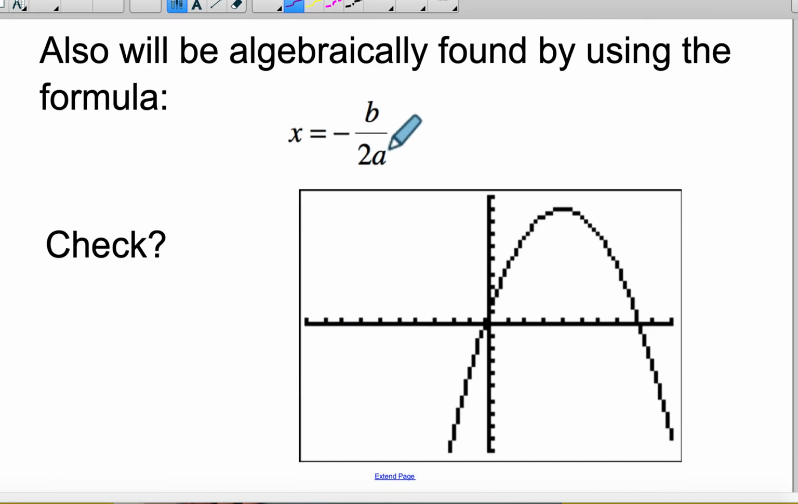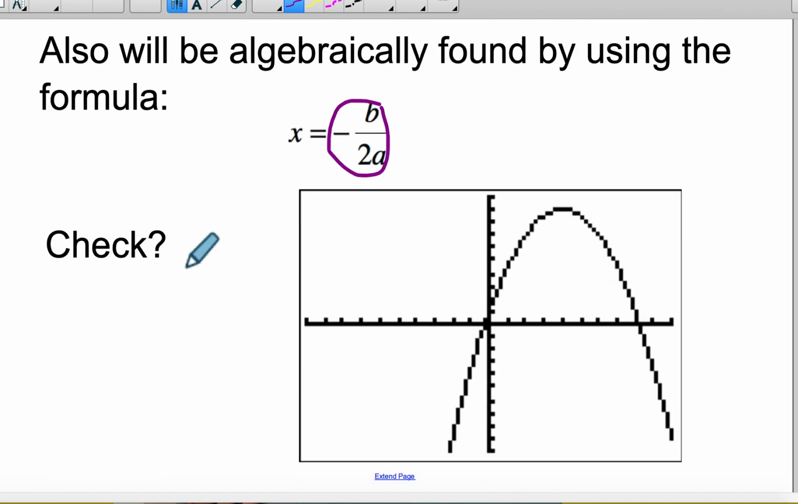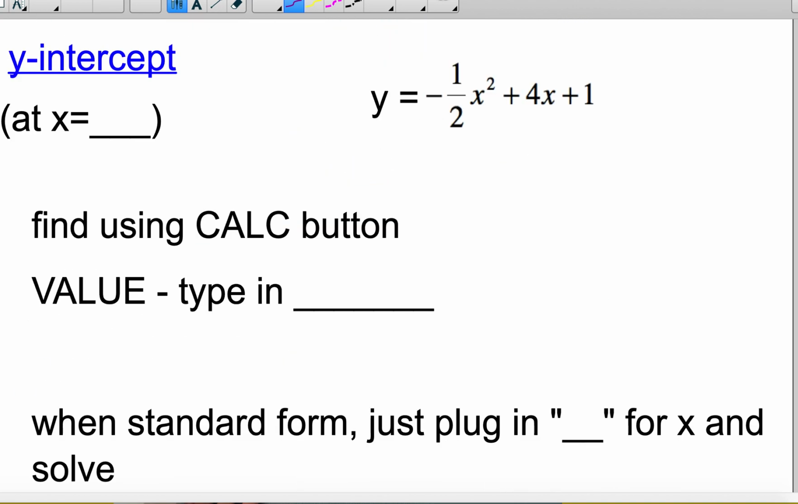If we wanted to figure it out algebraically, it's always going to be -b divided by 2a. So if our equation is this, negative b would be negative 4 over 2 times a, right? 2 times negative 1/2 is negative 1. So you'd get 4. So you get x equals 4. That's how you can find it algebraically, which we'll get into this unit.